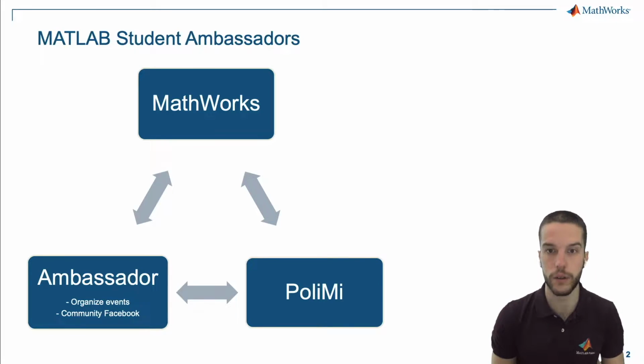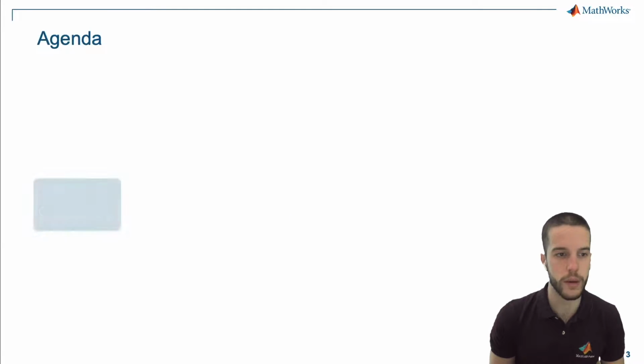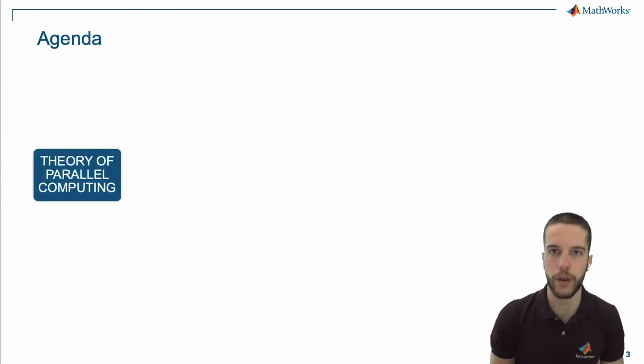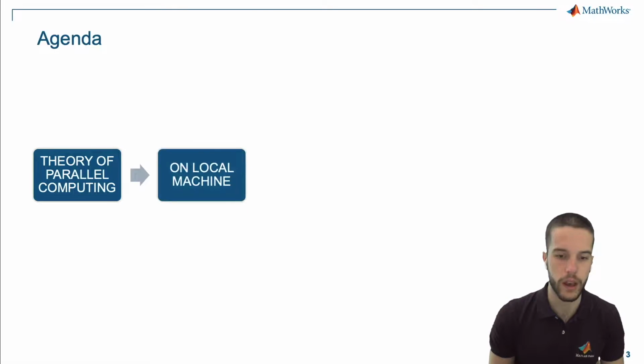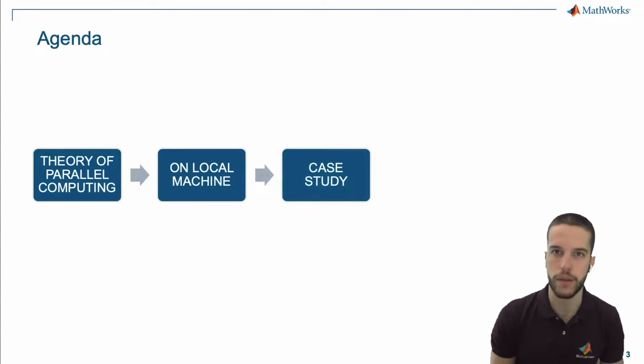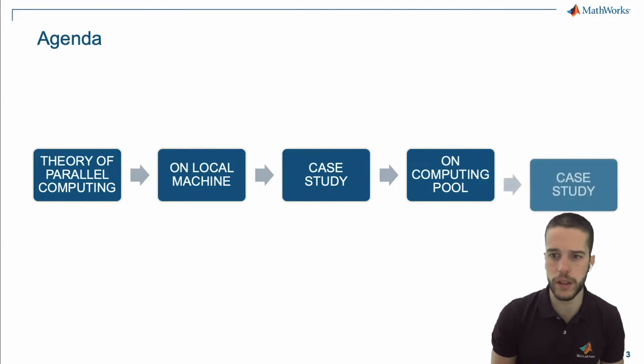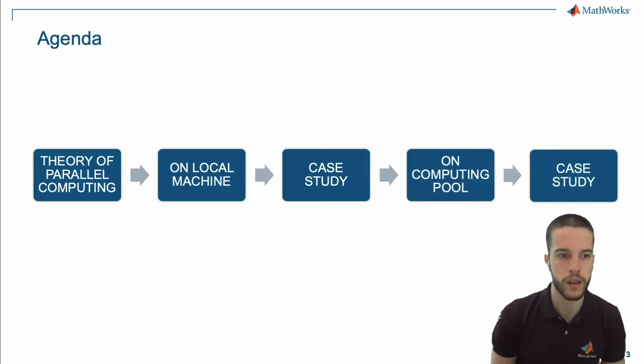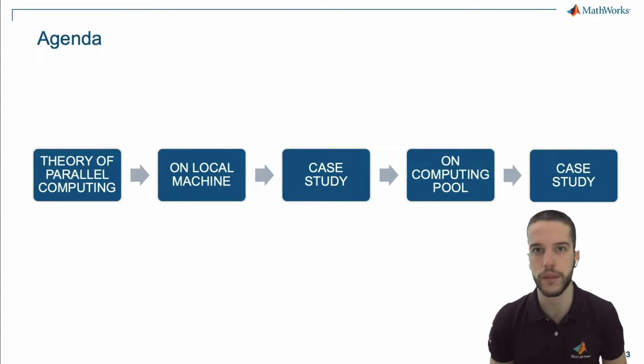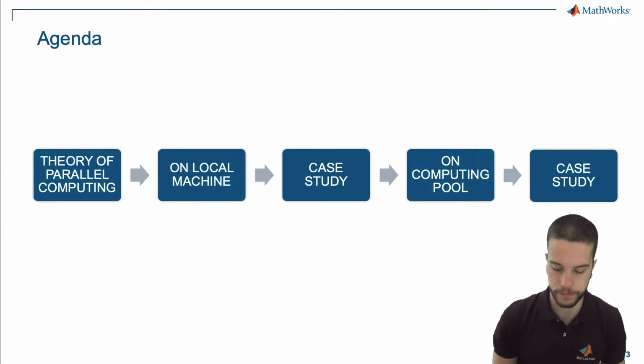So let's see today's agenda. Today we will start from some theory about parallel computing. We will see how to instantiate this parallel computation on a local machine, and after that a case study using this toolbox. After that we will see how to create a remote server computing pool and use this server in a real case study. So let's start with a little bit of theory on parallel computing.